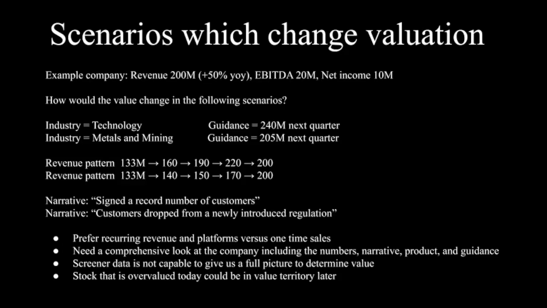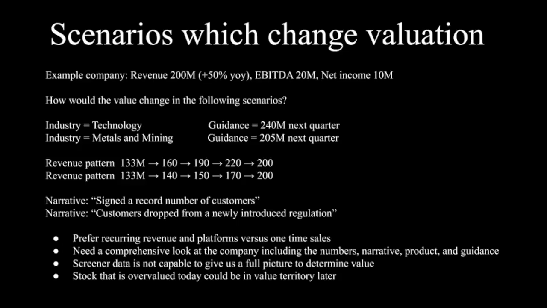For example, in the latest earnings transcript, the company may have said they signed a record number of customers. Or they could have said customers dropped from a newly introduced regulation in the quarter. So, based off what a company is saying in the earnings transcript, it could change the value of a company quite a lot. And when we're using something like a stock screener, we have no way of knowing the narrative or the subjective aspect which comes up.